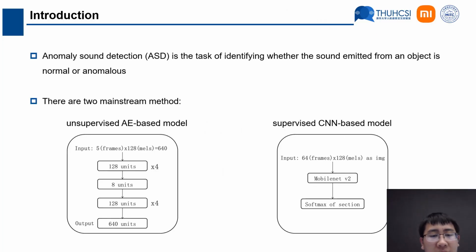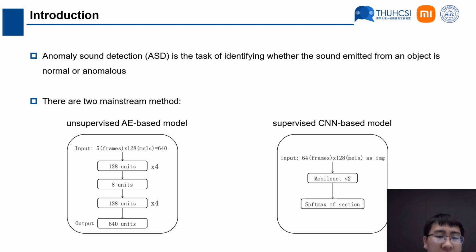Anomaly sound detection is the task of identifying whether the sound emitted from an object is normal or anomalous. It has a wide range of applications, such as machine condition monitoring and home monitoring. In this paper, we focus on anomaly sound detection in an unsupervised setting, which means that only normal sound samples can be accessed during the training phase.